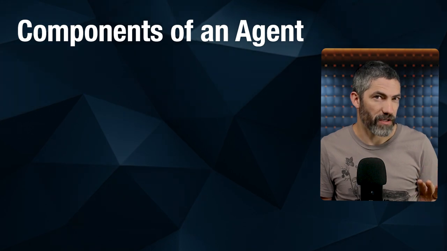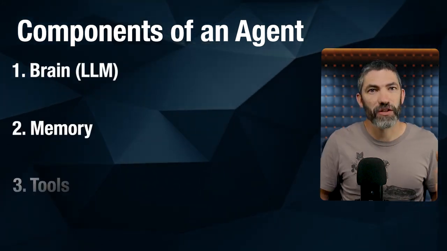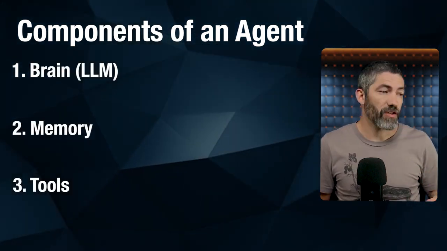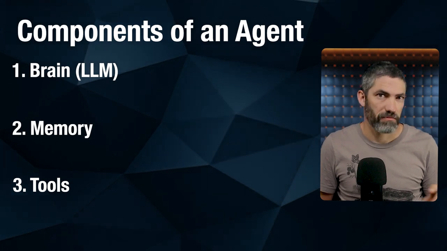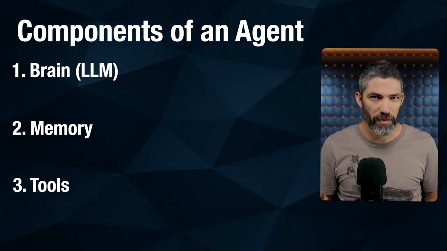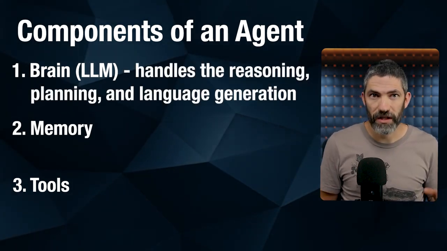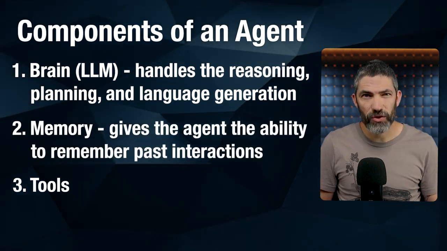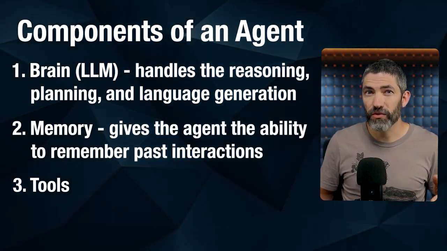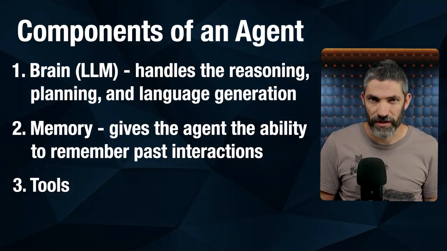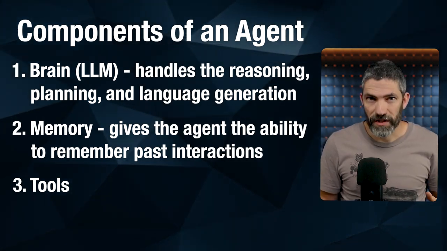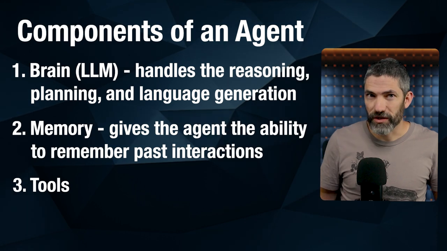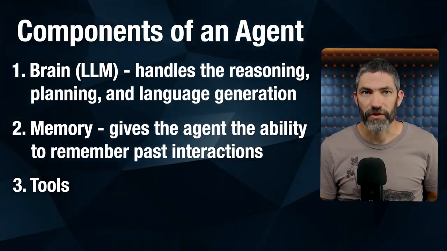To do all this, an agent relies on 3 key components: the brain, memory, and tools. The brain is the large language model powering the agent, like ChatGPT, Claude, Google Gemini, or others. It handles the reasoning, planning, and language generation. Memory gives the agent the ability to remember past interactions and use that context to make better decisions. It might remember previous steps in a conversation or pull from external memory sources like documents or a vector database.